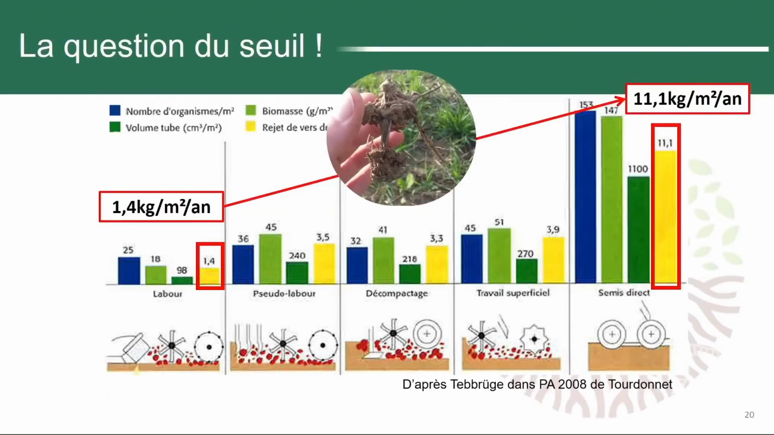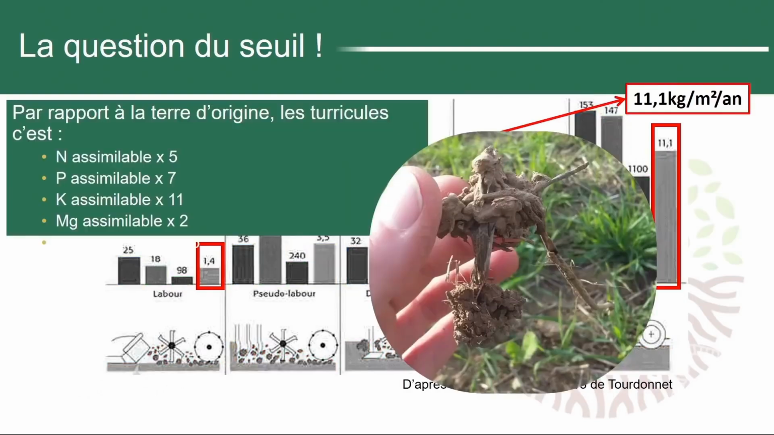If you look here, for example, this is the production of earthworm casts. Here, in this trial under a plowing system, we have 1.4 kilos. We have 11 kilos per square meter per year in a no-till system. When you look at what an earthworm cast is, it contains 5 times more available nitrogen, 7 times more phosphorus, 11 times more potassium, 11 times more magnesium, and 1.5 times more calcium. That means the earthworm makes these elements bioavailable for you.